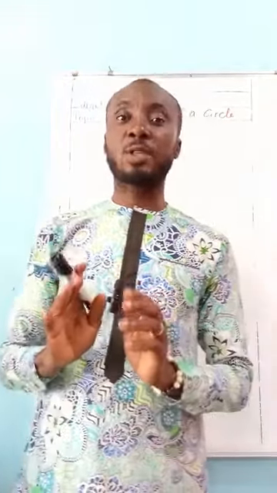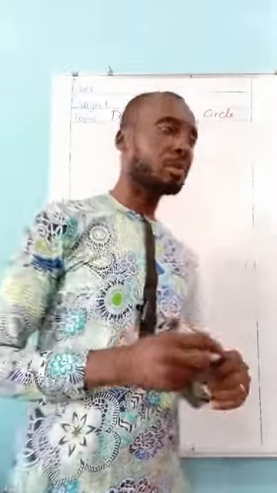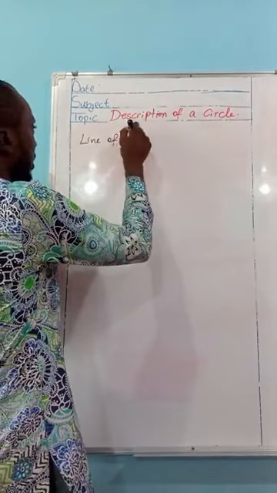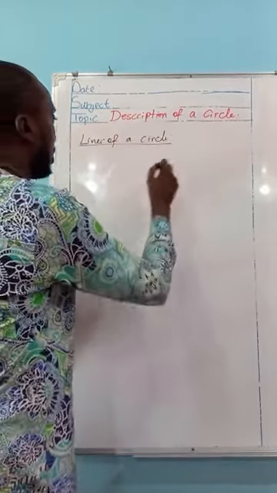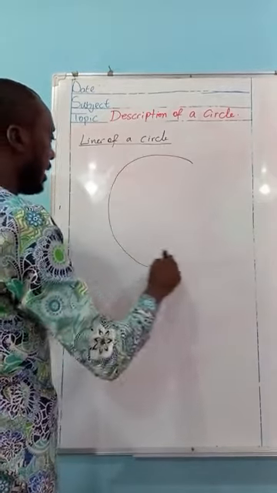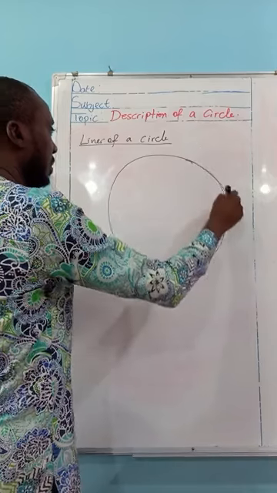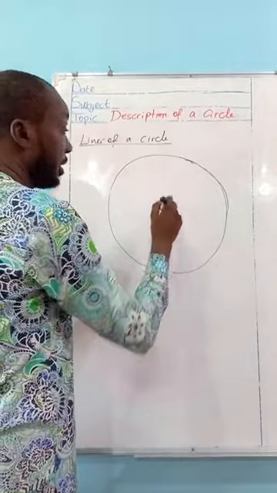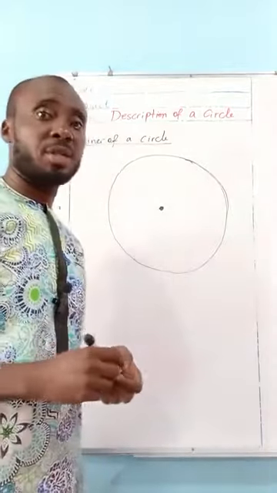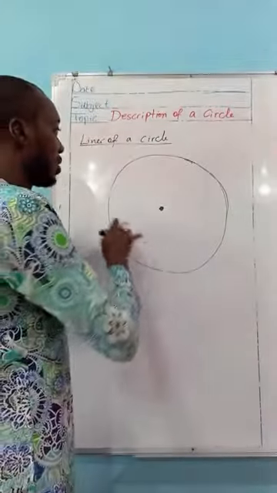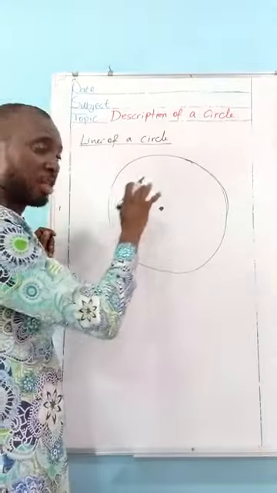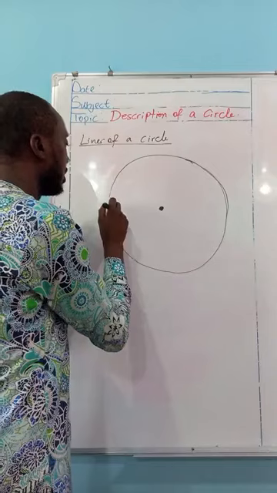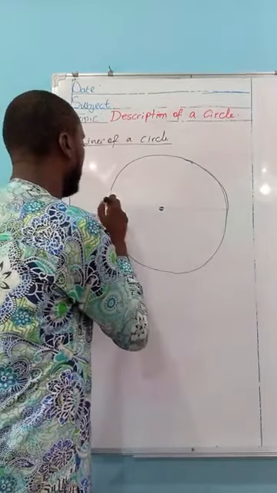Now, we'll first be talking about the lines of a circle. Lines of a circle will have a circle line, and we have the midpoint, that's the center of the circle, which is equidistant to the circle from any direction. First, we're going to be talking about the diameter of a circle.